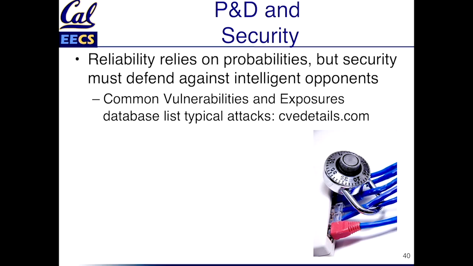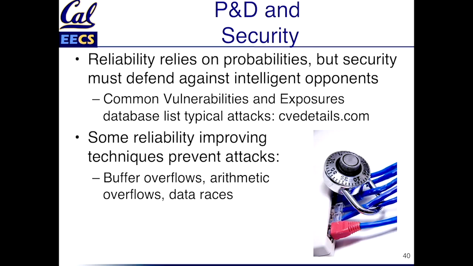So one way to get ideas, besides the pitfalls that Armando described, which is just the worst things you dare not do, is that there's a list of typical attacks. It's called Common Vulnerabilities and Exposures, and that's the website right there, where you can get an idea of what people are doing.